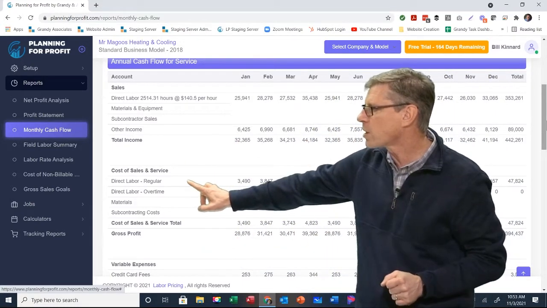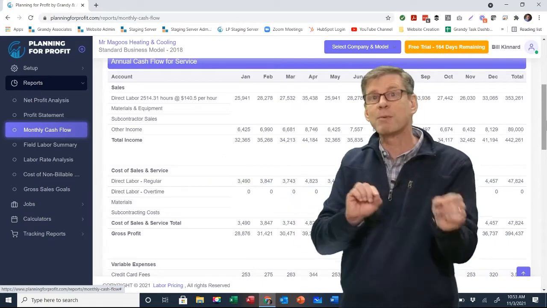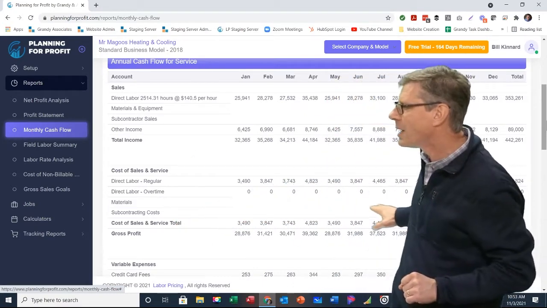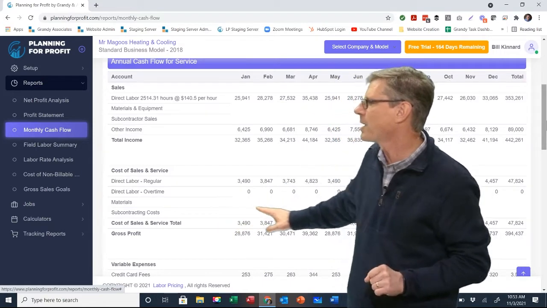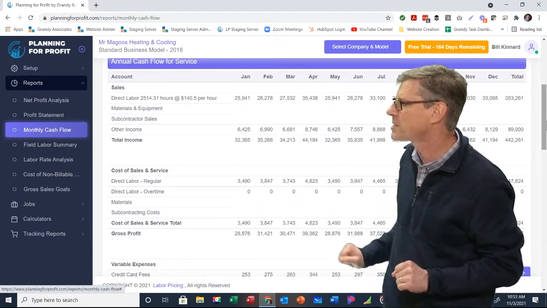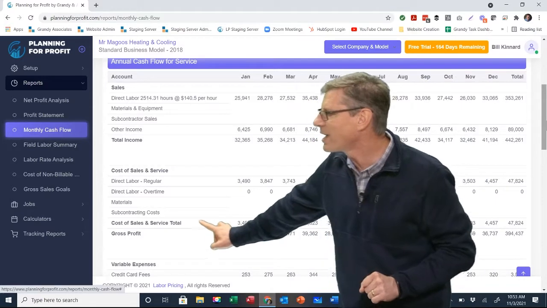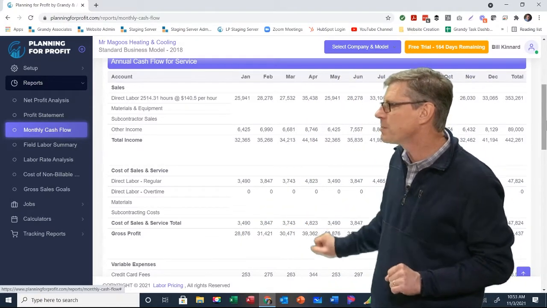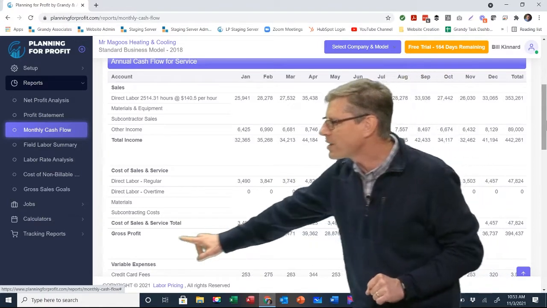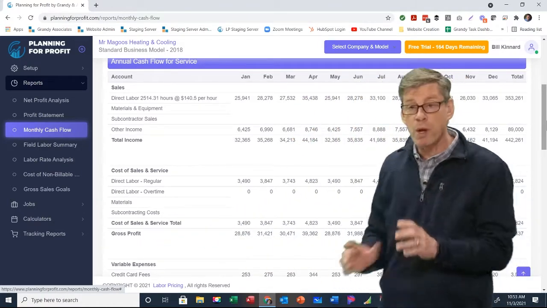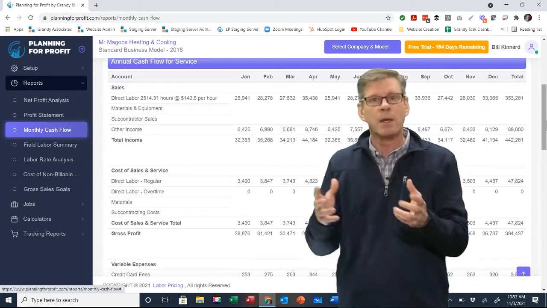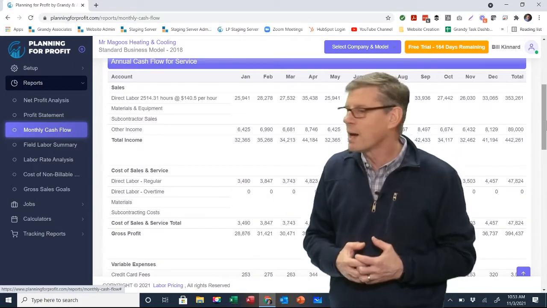And so we've got what is the cost of labor for regular time as well as overtime? What is the cost of materials? And in this particular model, I don't have any materials or subcontractors entered in, but those would show up in this section. And ultimately, that then gives us a total cost of sales for this department. Below that, we'll then see our gross profit. So again, remember, gross profit is what we have to pay all the rest of our expenses with, including our wages, right, outside of our direct labor.